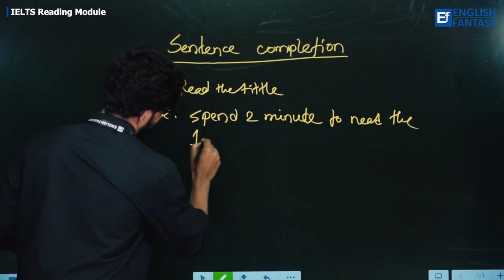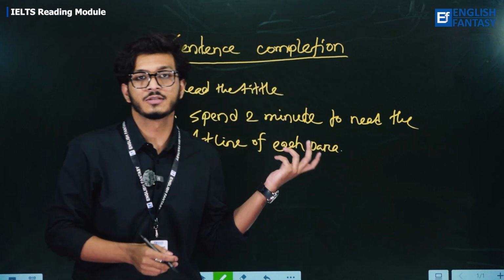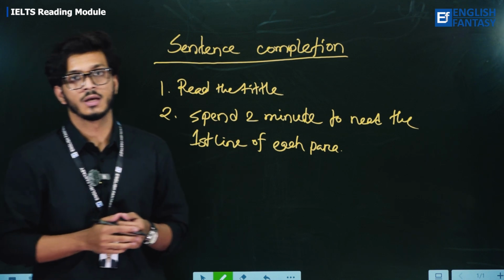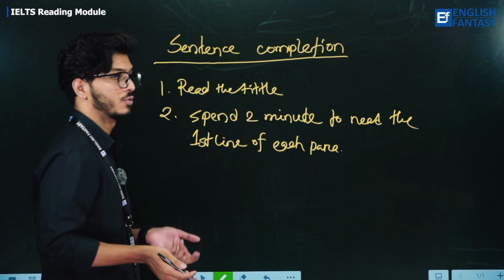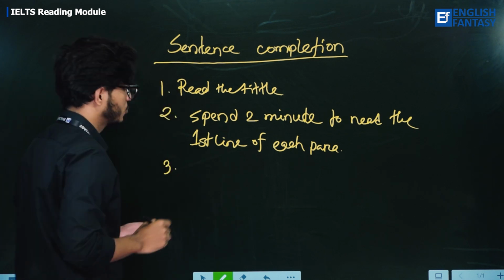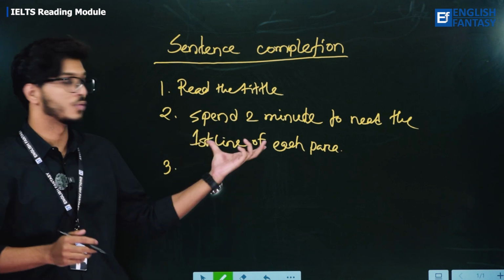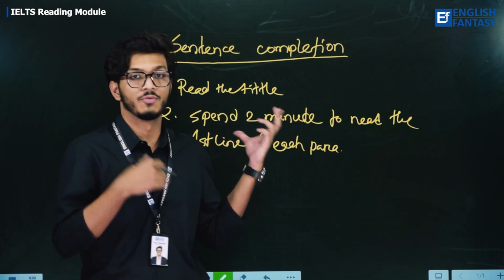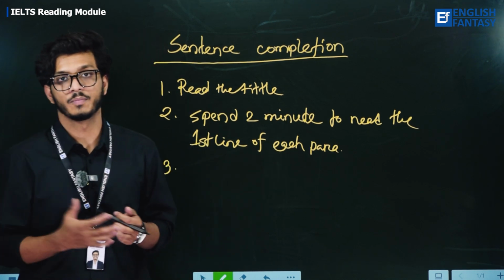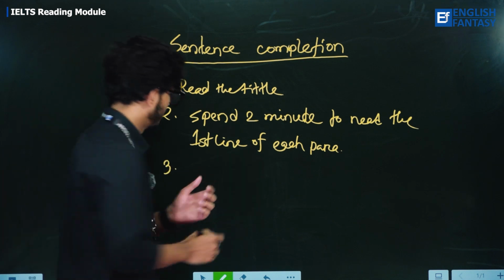Read the first line. You will get sentence completion in the first passage, so you don't have to worry about it. This is how you actually solve it, and we are discussing it. In the third, you have to find a strong keyword, and after you spend your 2 minutes reading the first line of each para, you go for the sentence completion, actually the question, and find out a strong keyword.